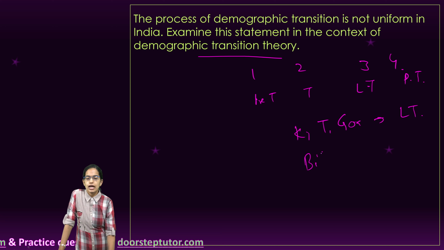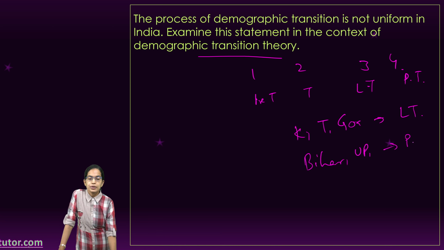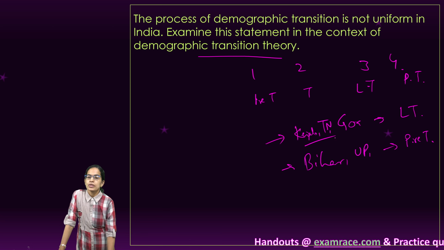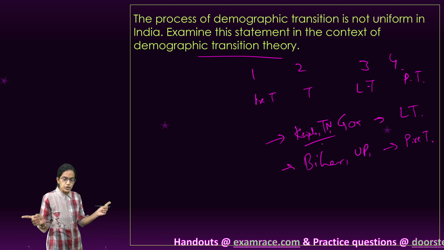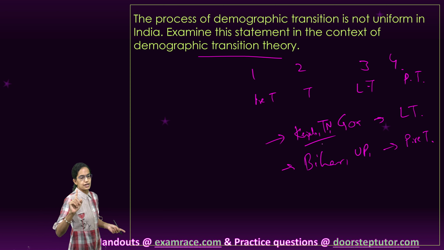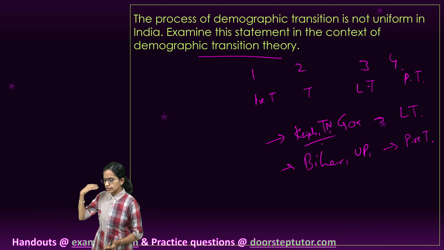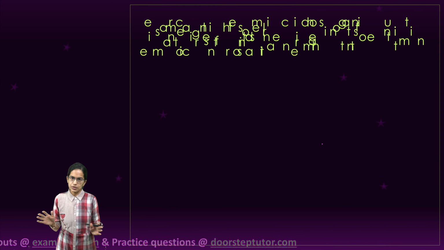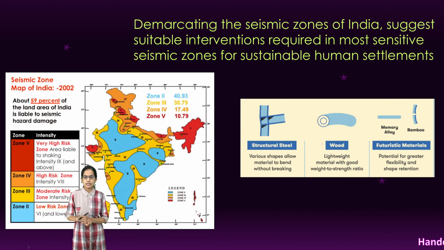However, on the other hand, we have states like Bihar, UP, which are in the pre-transition states. So within the country, we have seen there is lots of variability in terms of the demographic transition and how this scenario needs to be addressed. So just go back and refer our class on demographic transition, and that would help you understand.